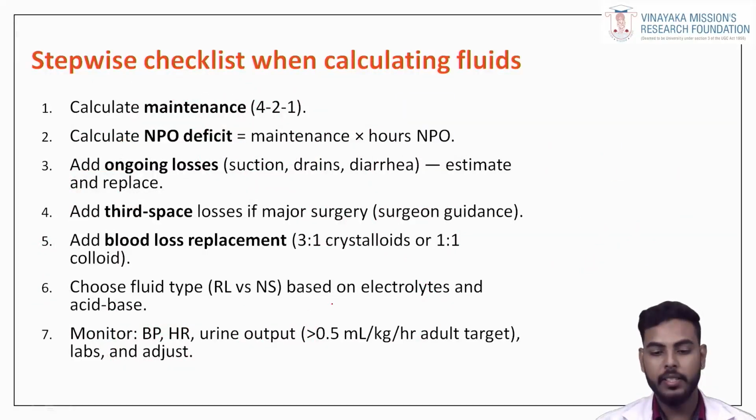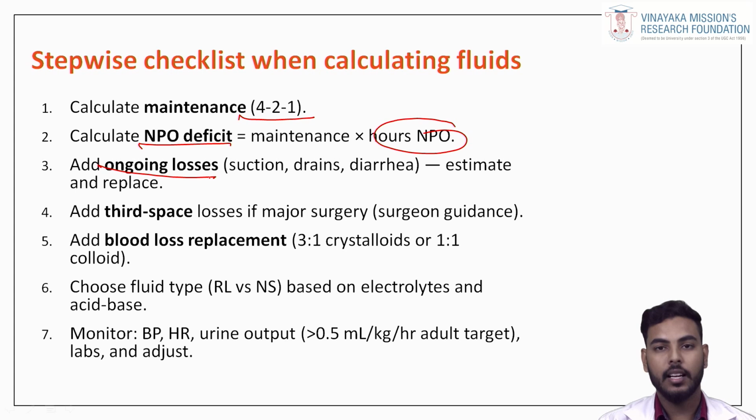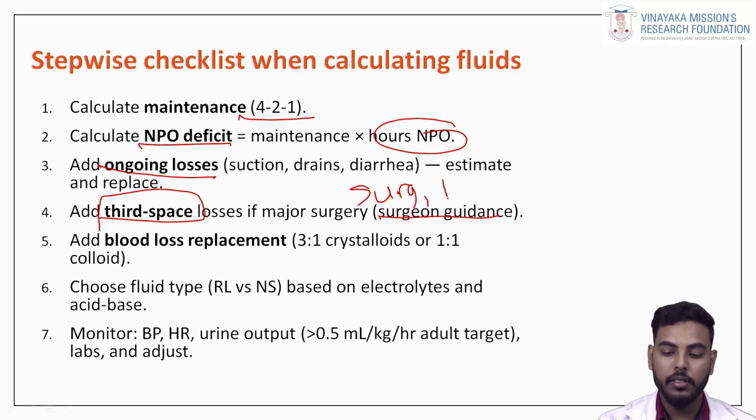So coming to the stepwise checklist when calculating the fluids. The checklist we have to maintain is, first, as I have told you, maintenance fluid, that is the Holliday-Segar formula. Next is NPO deficit: maintenance rate into hours of fasting or hours of NPO. Third, ongoing losses also we have to add, that is suction loss, drains, then diarrhea; estimate and replace. Then third space losses, that is surgeon guidance during the surgery, or burns. So these are the third space losses.